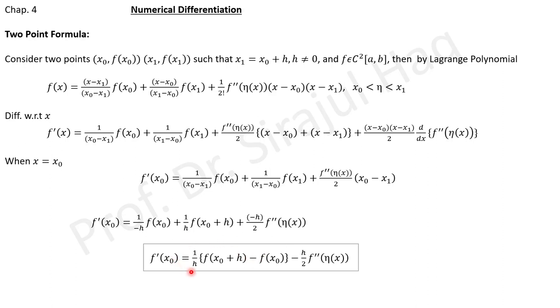Now this is the two-point formula for differentiation. So this will give you the approximated value of the derivative of the function at x is equal to x0, and this will give you the error term eta, using for upper bound of the error. We have to select eta in such a way that the second order derivative of the function is absolutely maximum between x0 and x1. This formula is called the forward difference formula. Of course, the value of h is positive.